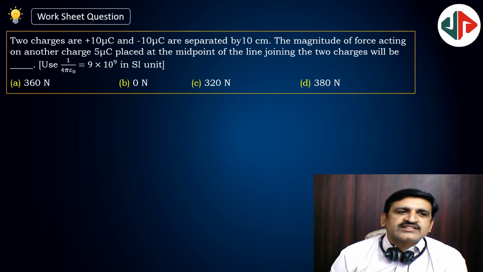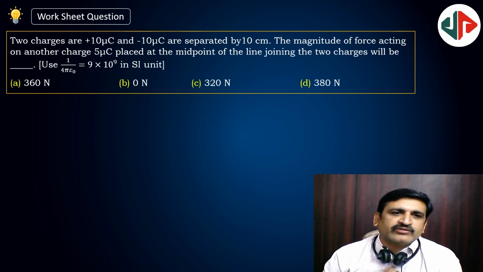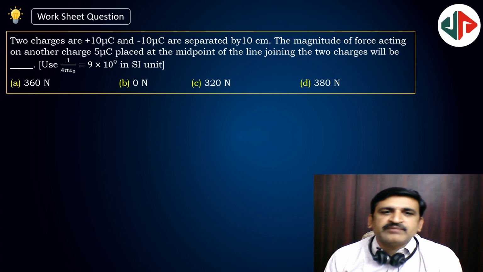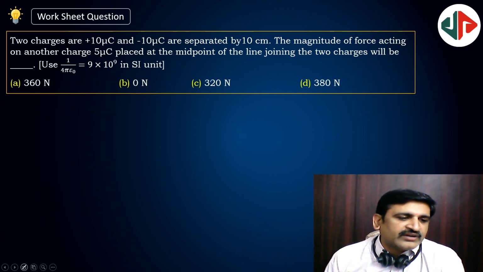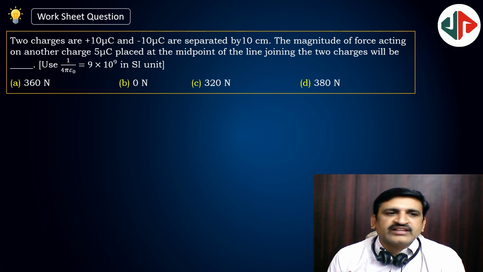Two charges, 10 microcoulomb and minus 10 microcoulomb, are separated by 10 centimeter. The magnitude of force acting on another charge, 5 microcoulomb, placed at the midpoint of the line joining the two charges will be. Let me draw the picture for the given things.